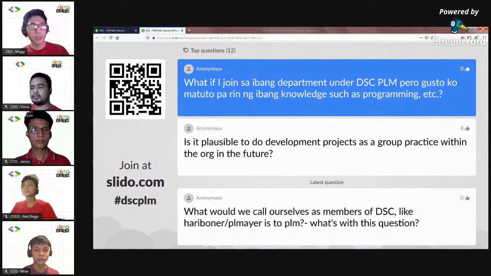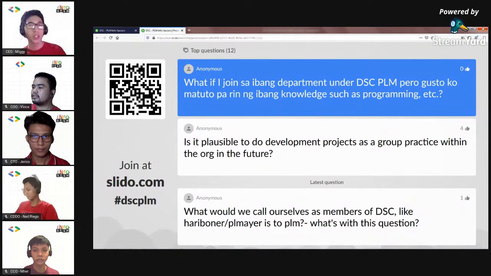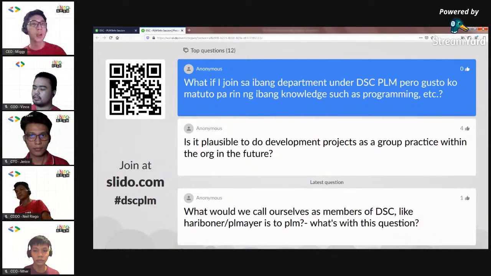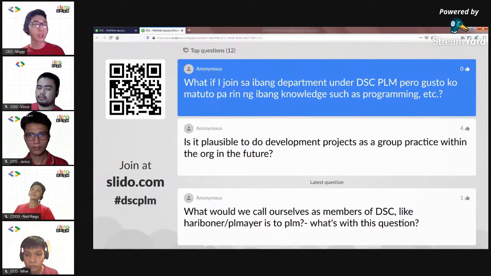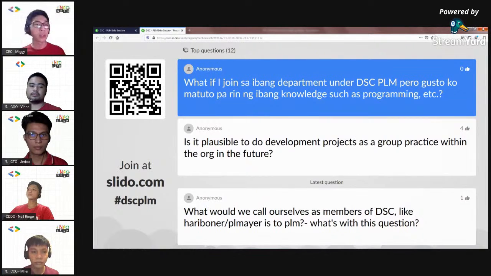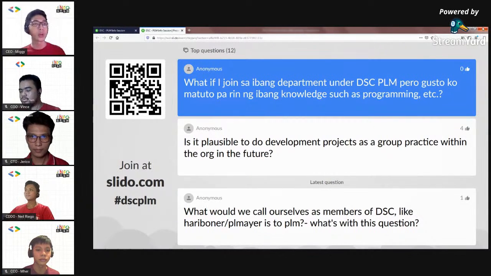What if I join sa ibang department under DSC PLM pero gusto kong matuto pa rin ng ibang knowledge such as programming, etc.? As part of our community development, despite being part of a particular department, you will not be restricted on that certain knowledge. So for instance, if you're part of the creatives department, you will still be able to learn pa rin naman how to program, or maybe how to develop, or maybe how to deploy an app, mga ganun-ganun. So basically, we are not restricting anyone in terms of the knowledge that they would have by joining a specific department. So yes.